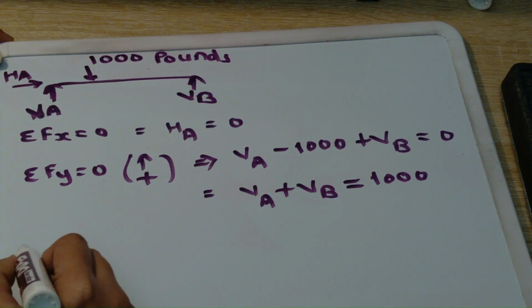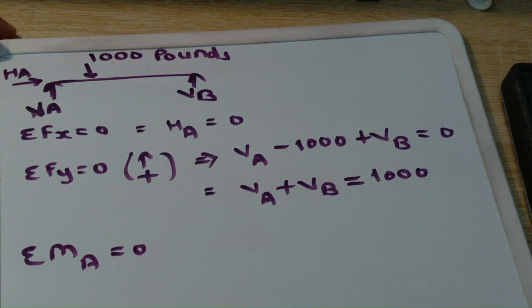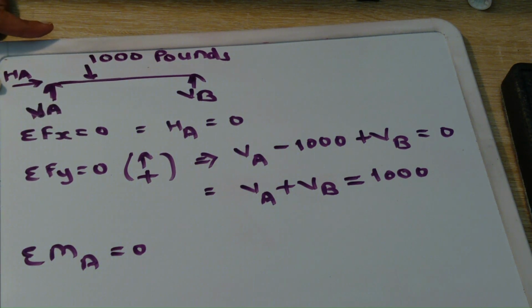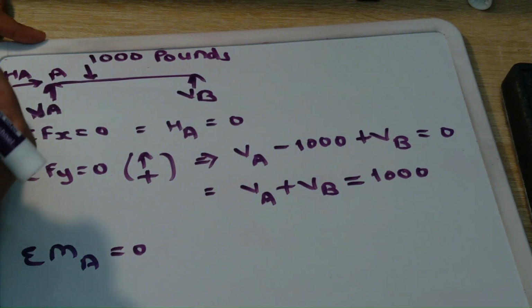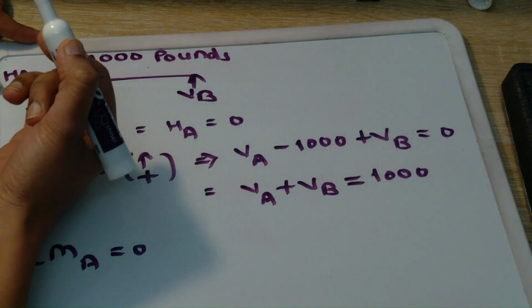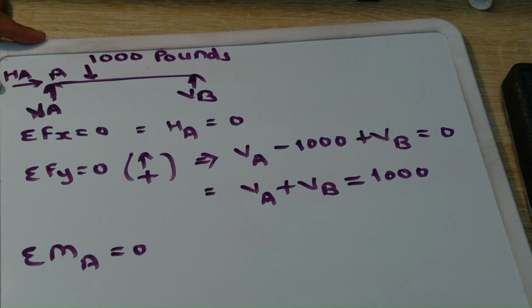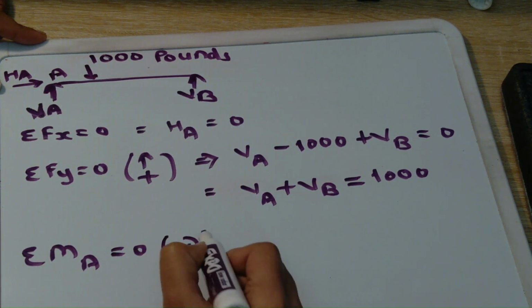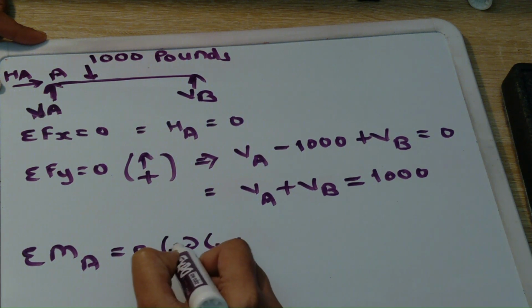Now we will also apply one more equilibrium equation: summation of moment at A is equal to 0. As at support A there are two reactions, these two reactions will get eliminated. The lever arm will be 0 for HA and VA since they pass through support A, so the moment produced by HA and VA will be 0 if we take moment at A. Considering anti-clockwise as positive and clockwise as negative.